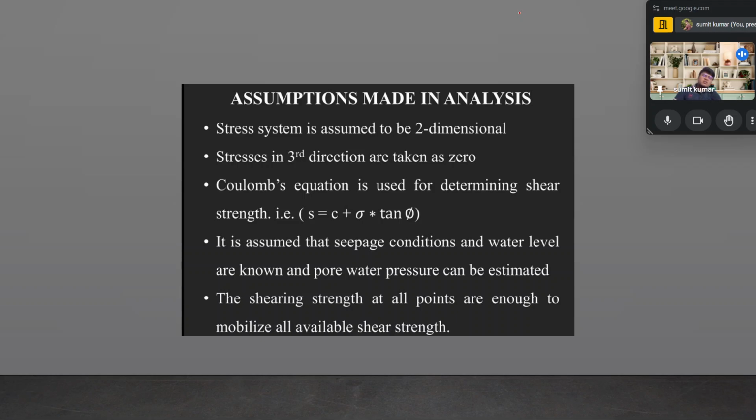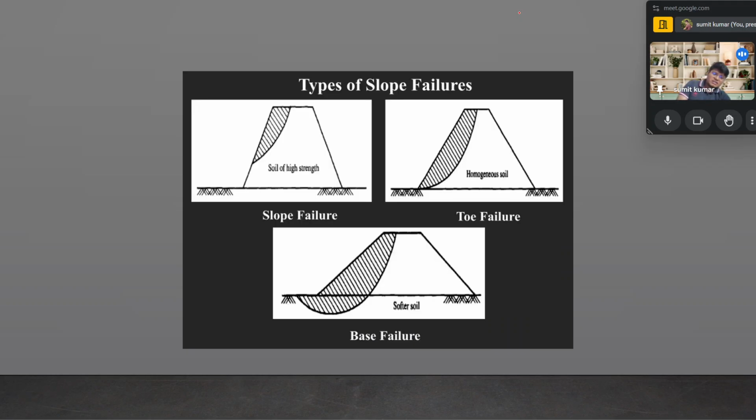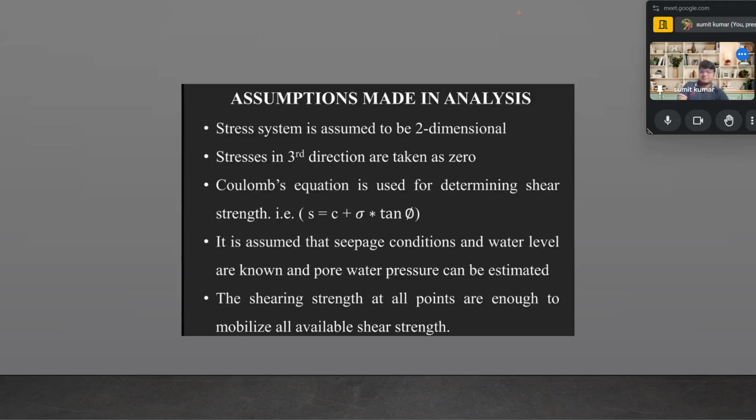So the face failure, or the failure which is stated over here as the slope failure, took place in this fashion. Now, some assumptions are also there when we go ahead with this concept. The assumption is that the stress system is assumed to be two-dimensional, and stress in the third direction is taken as zero. The Coulomb equation is used for determining the shear strength. That is, shear strength is nothing but C plus sigma tan phi, where C is the cohesion, phi is the angle of internal friction of the soil.